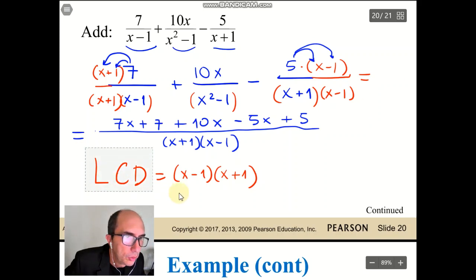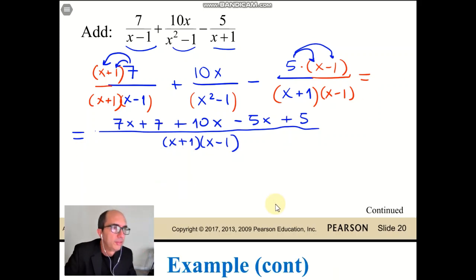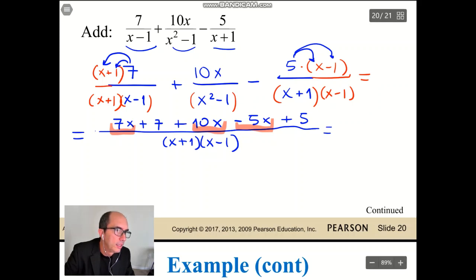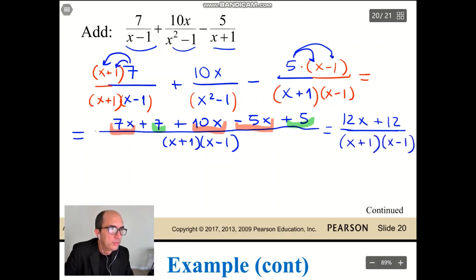Let me clean this. We know we already used the least common denominator. And combining like terms. Now we're going to combine like terms. We have this 7x with 10x, 17x minus 5x, 12x. Okay. 12x. And combine the numbers, the like terms that are just the numbers. 7 plus 5 is going to be plus 12. Very interesting. Now we have 12x plus 12 over x plus 1 times x minus 1.